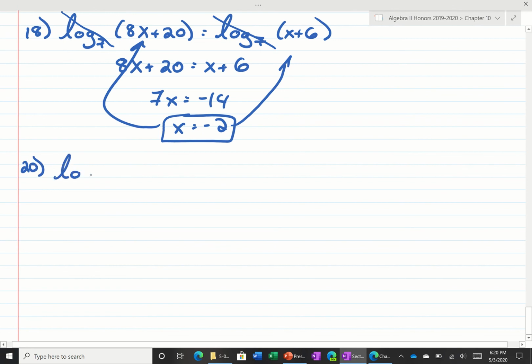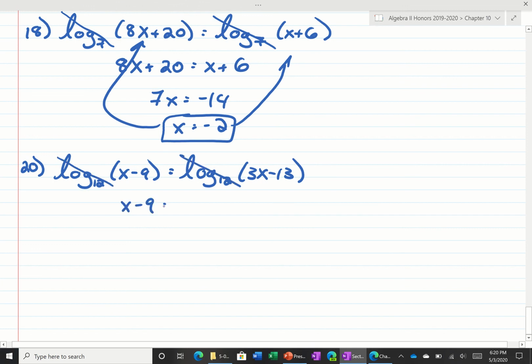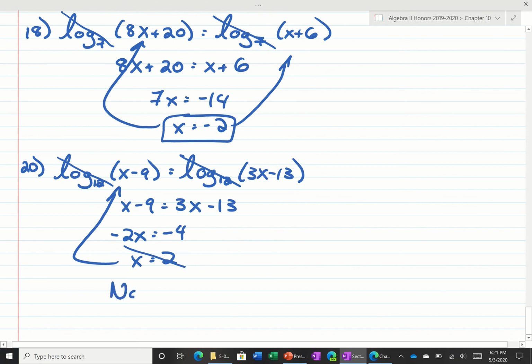Number 20, we have log base 12 of x minus 9 is equal to the log base 12 of 3x minus 13. Same bases, so x minus 9 would be 3x minus 13. Getting all the x's on the same side, negative 2x is equal to negative 4. You'd get that x is 2. The problem is that argument, if you put 2 in, you get a negative log, so we actually don't have a solution for this. No solution is the solution.